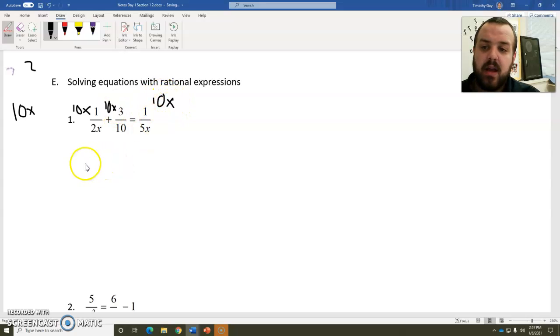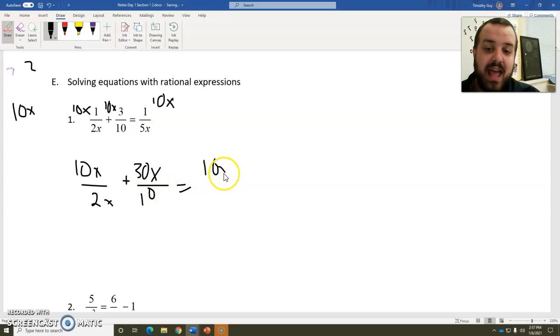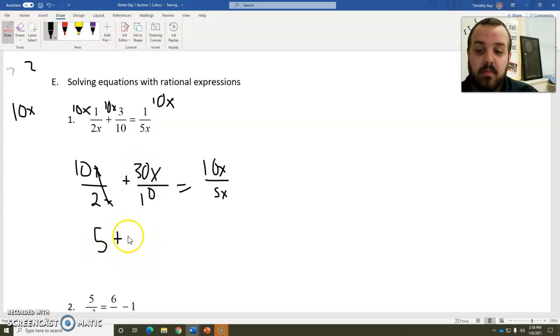And so I'm going to end up with 10x over 2x plus 30x over 10 equals 10x over 5x. And then I'll just simplify each of these fractions. You notice a lot of your variables will actually cancel out when you do this. So over here, the x's will cancel. 10 divided by 2 is going to become 5. Over here, 30 divided by 10 is going to become 3x. And over here, 10 divided by 5 will become 2.